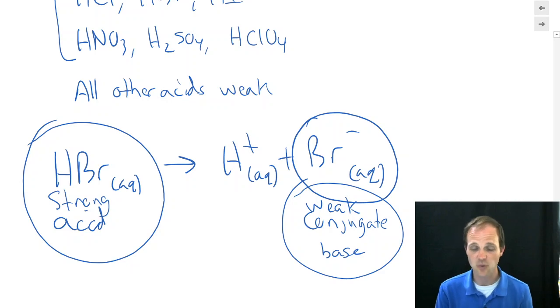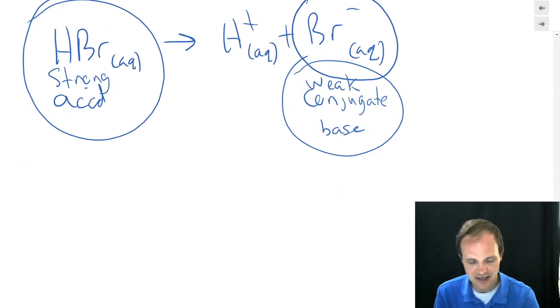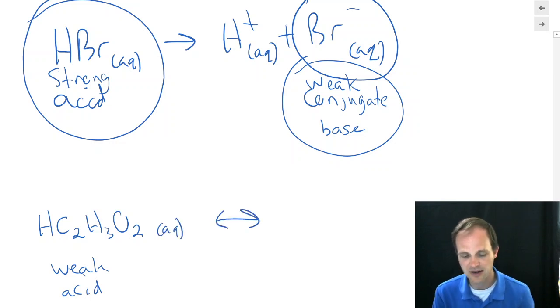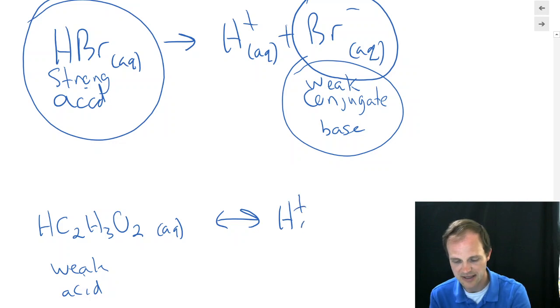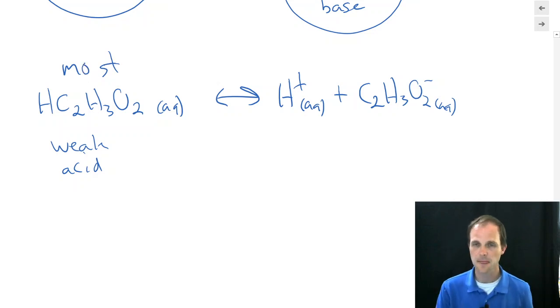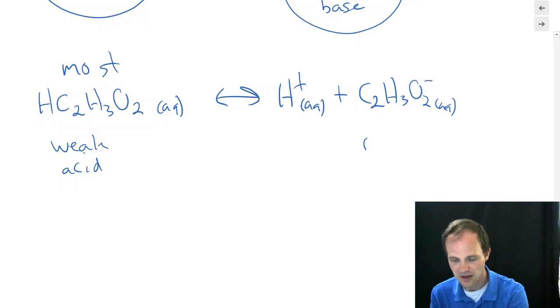On the other hand, if we have a weak acid, say acetic acid, HC2H3O2 is a weak acid. It's aqueous. We draw the double arrow to represent that both things are present. We get some dissociation into H plus and C2H3O2 minus aqueous, but most of it stays as acetic acid.